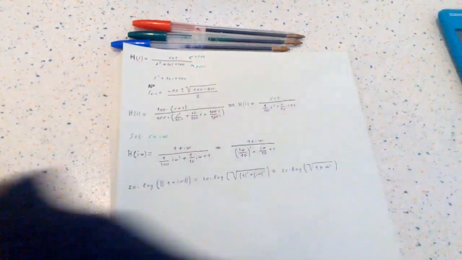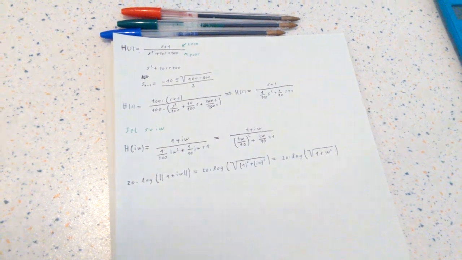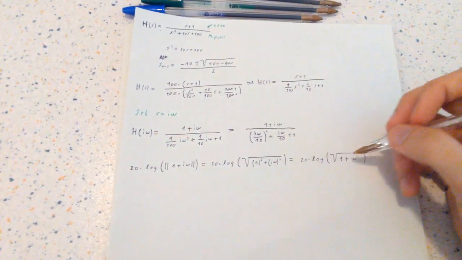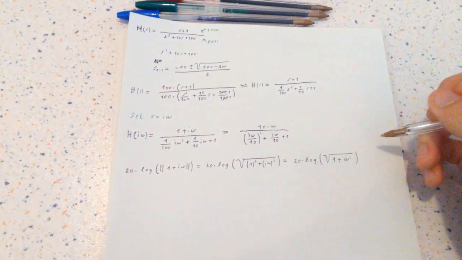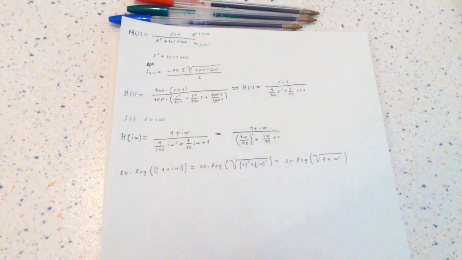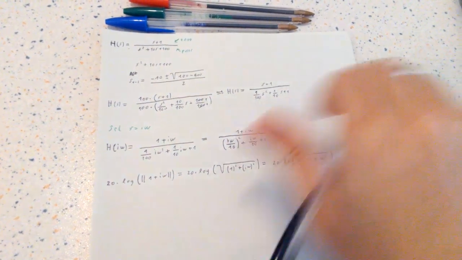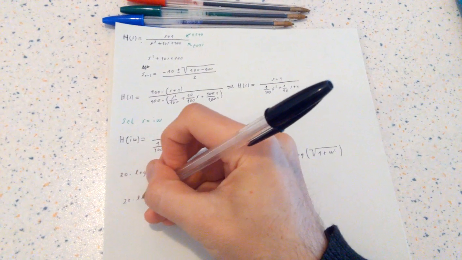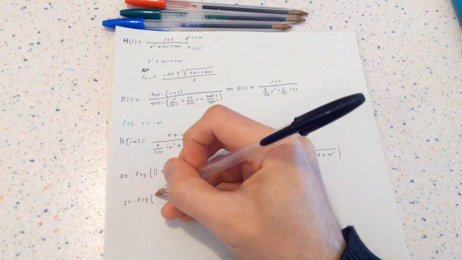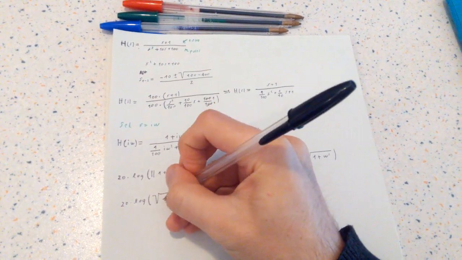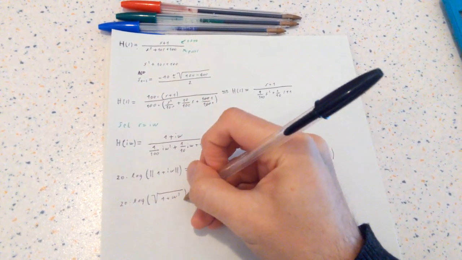So, sorry about that. Okay, so 20 times log of the square root of 1 plus omega squared. Now, I'm going to do just like in the former video. So I'm going to say, okay, this is 20 times log of the square root of 1 plus omega squared.